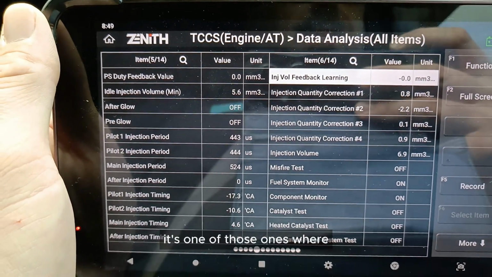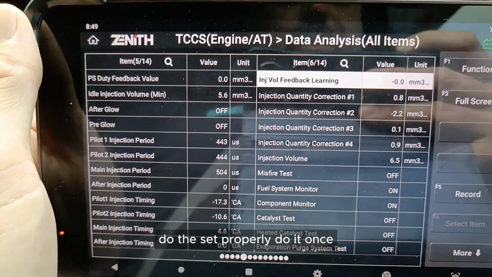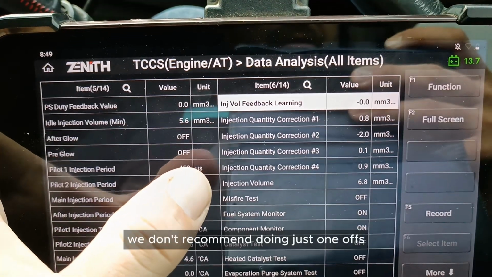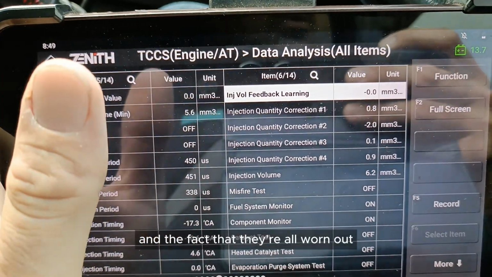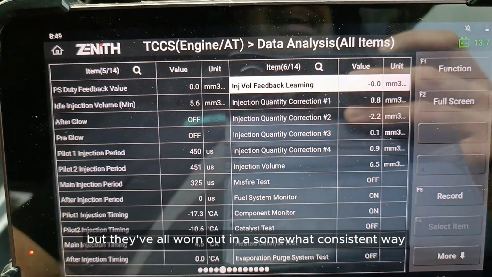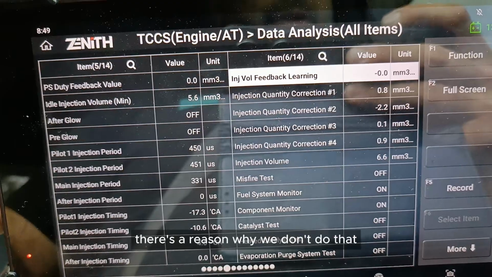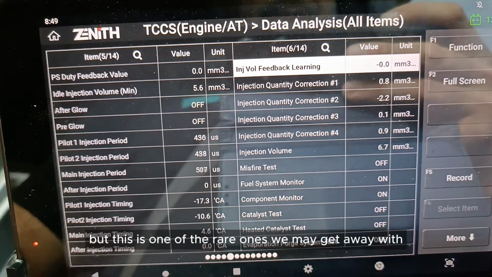It's one of those ones where maybe it's just worth spending the money to do the set properly, do it once. But a lot of the time we don't recommend doing just one-offs, and it's this injection volume and the fact that they're all worn out, but they've all worn out in a somewhat consistent way, that is the reason why we don't do that. But this is one of the rare ones we may get away with.